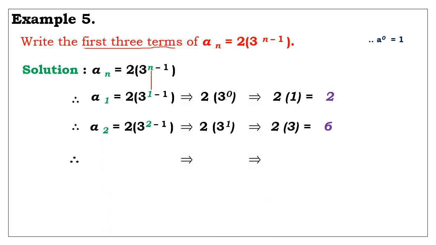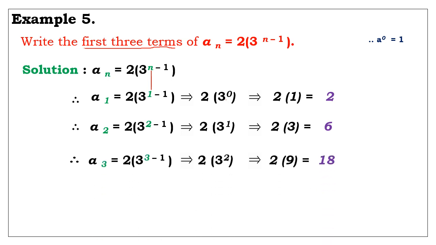In the second step, apply n value is 2. Therefore a2 equals 2 of 3 to the power 2 minus 1. Here we applied n value is 2. Remember. Therefore 2 of 3 to the power 1. How do we get this 1? We subtracted 2 minus 1. The result is 1. 3 to the power 1 is nothing but 3. Therefore 2 into 3, now 2 3s are 6. Therefore here the second term is 6.